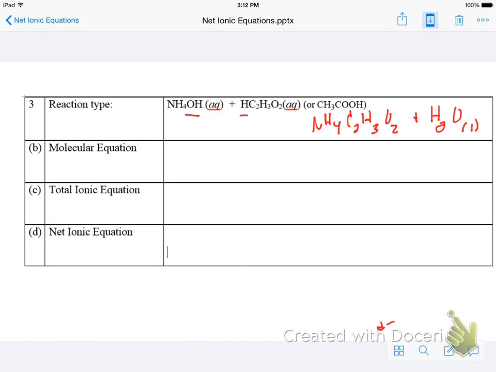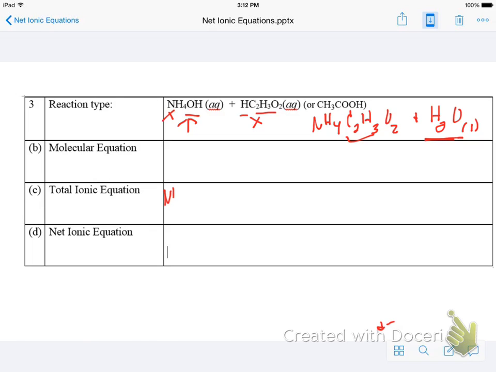Now let's think about what we're going to break up into ions. Even though this has ammonium, it is a weak base, so I am not going to ionize that. Acetic acid, even though it has the acetate ion, it is a weak acid, and I'm not going to dissociate that. Ammonium acetate is a salt. These are both soluble, so I will dissociate that. And I never dissociate water. It's a molecule, right?